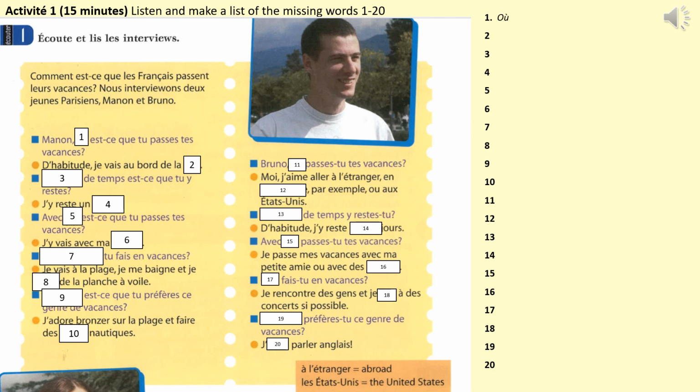Activité 1. Manon and Bruno are being interviewed about how they usually spend their summer holidays. Listen to both interviews and make a list of the missing words. Number your book 1 to 20 in preparation for this task. You should write down the missing words in French. You can listen to these interviews as many times as you like, and you can pause and restart the recording whenever you like as well.